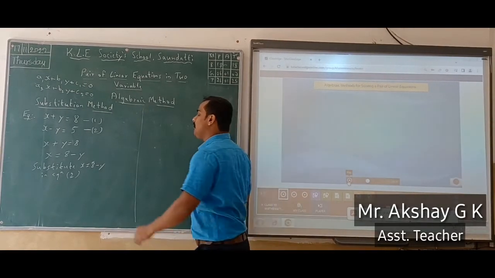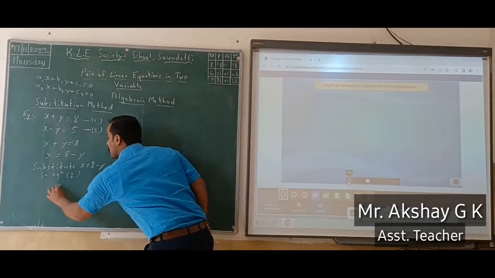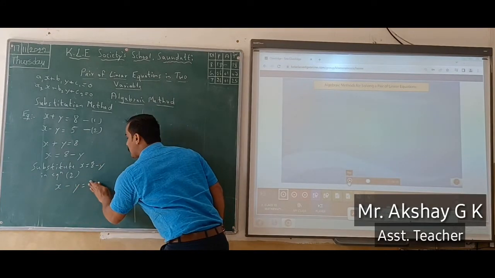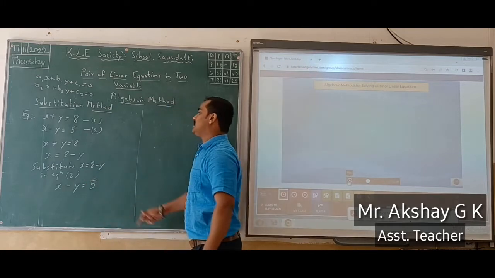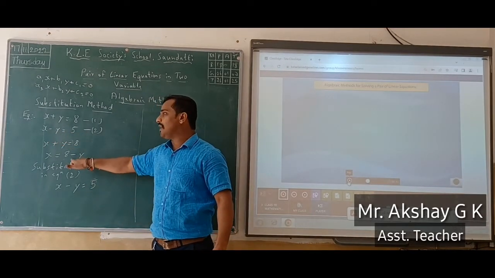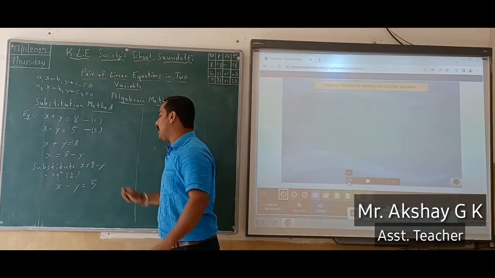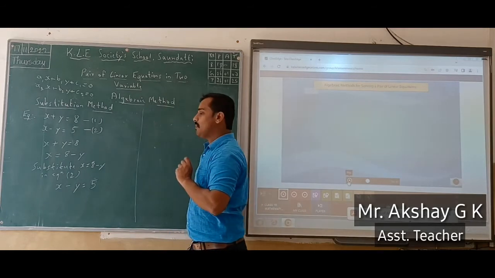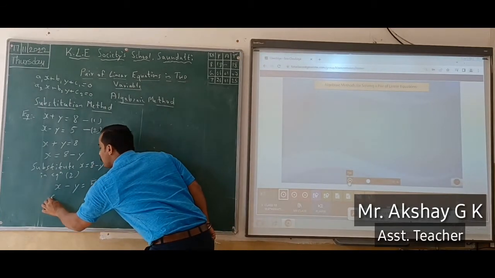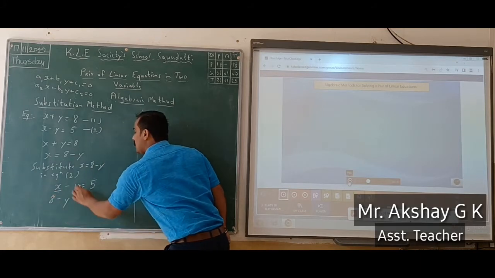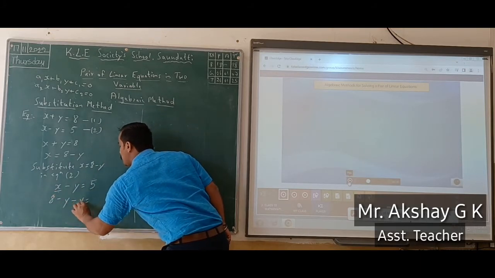In equation 2 I am going to substitute so that I can find the value. The second equation is x minus y is equal to 5. As I have got the value x is equal to 8 minus y, I am going to put this value in equation number 2. Now x is what here? 8 minus y. The x value I have substituted here. Minus y I write as it is, which is equal to 5.